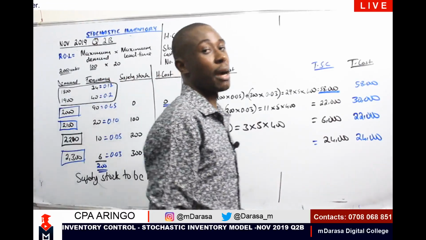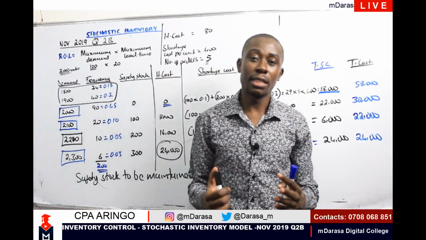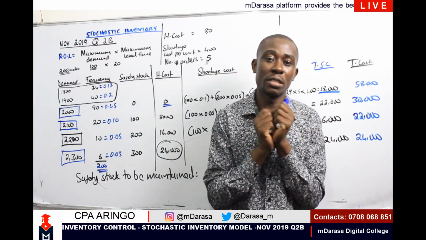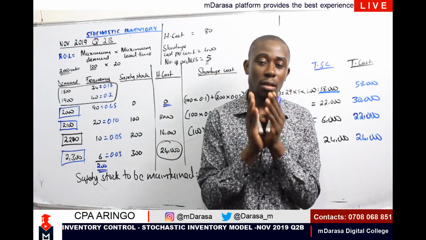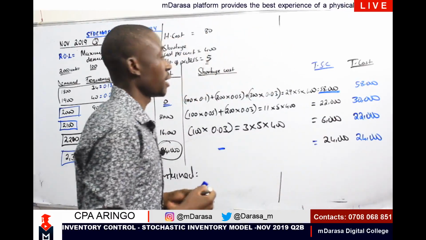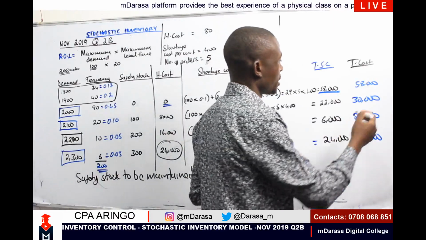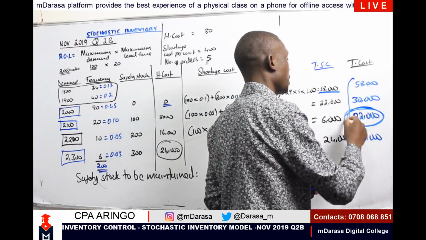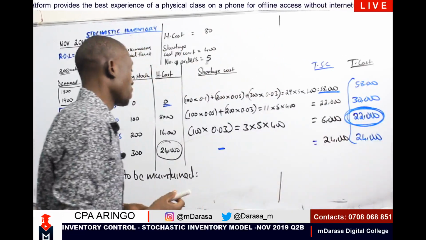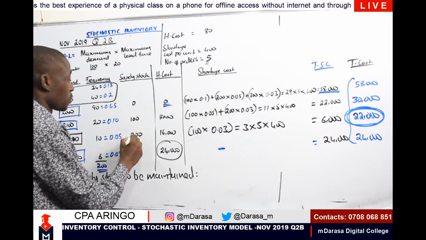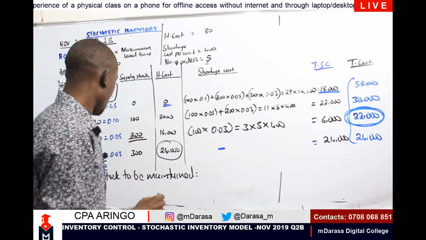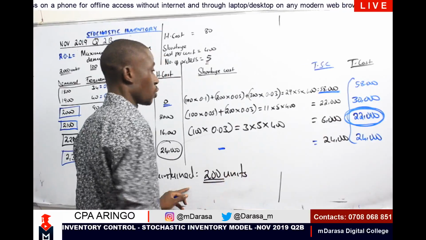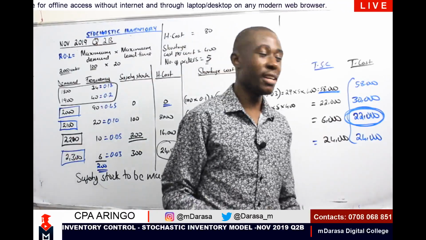For safety stock to be maintained, I'm going to look at a safety stock level where we are incurring the minimum cost as possible. Like in our case here, where did we have our minimum cost? I can clearly see that my minimum cost is at 22,000. And at that 22,000, our safety stock was 200 units. So safety stock to be maintained, I should be having 200 units.